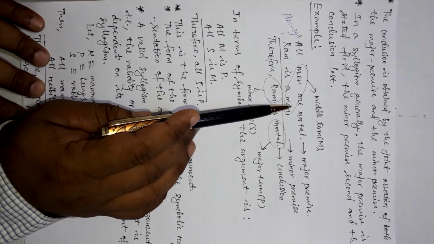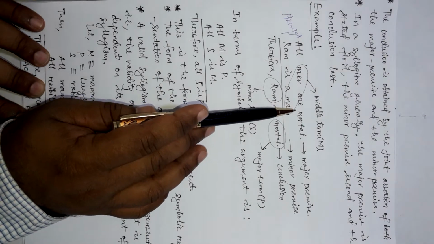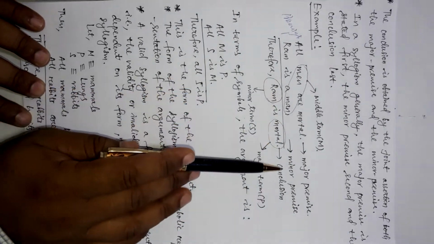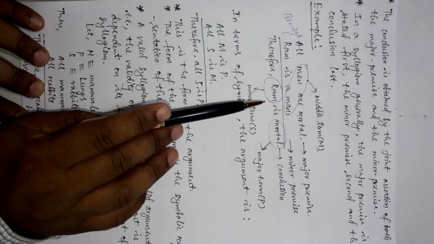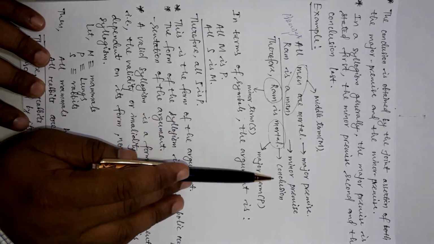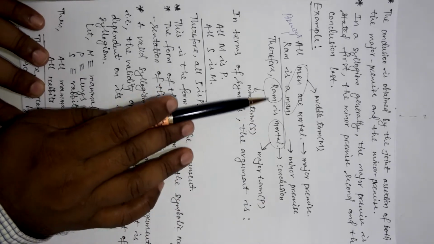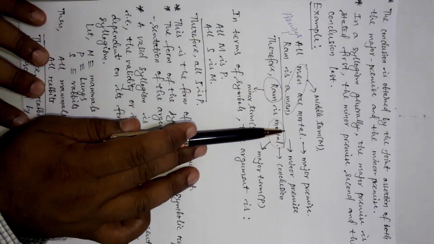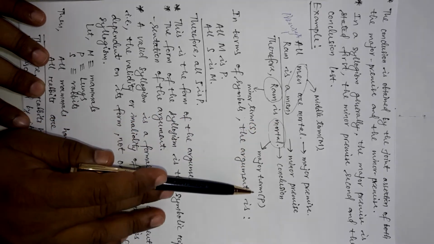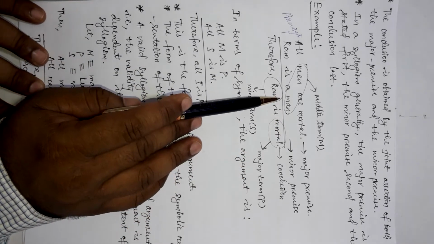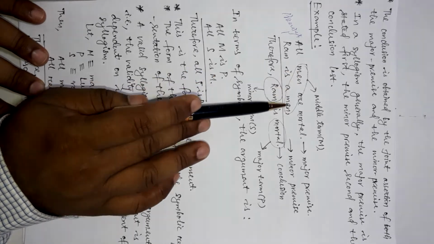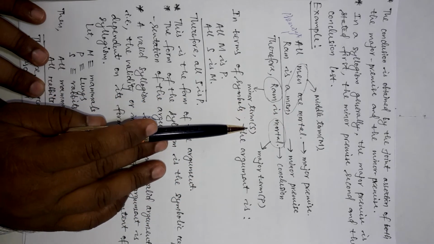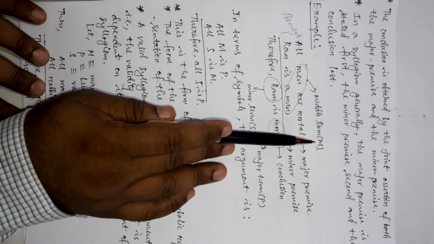I told you in the last video that among the two premises, the first premise is called the major premise, the second premise is called the minor premise, and the last proposition is called the conclusion. In the conclusion, the subject part is called the minor term, the predicate part of the conclusion is called the major term, and the term which is common in both the major and minor premises is called the middle term.